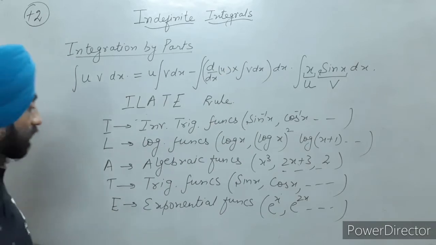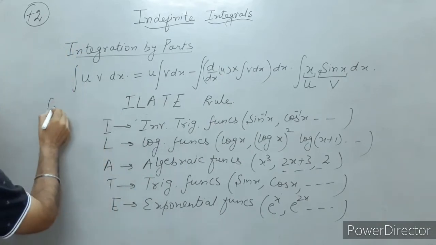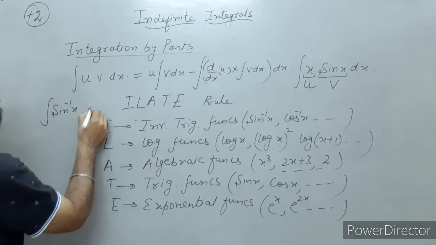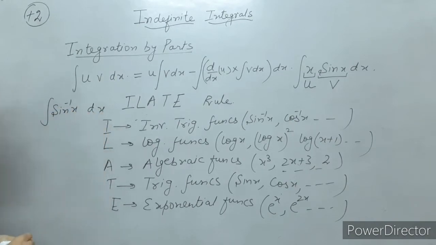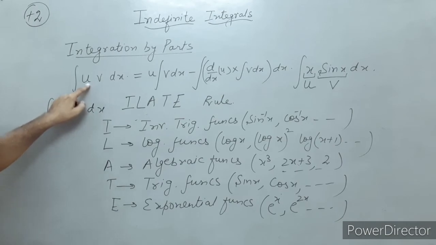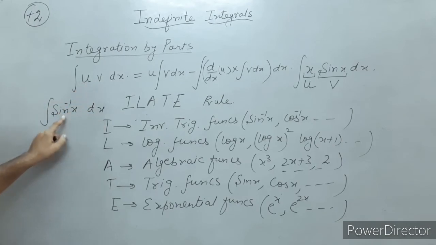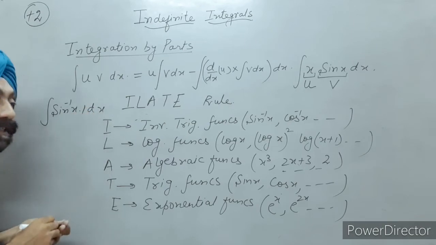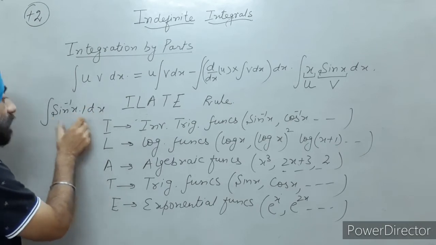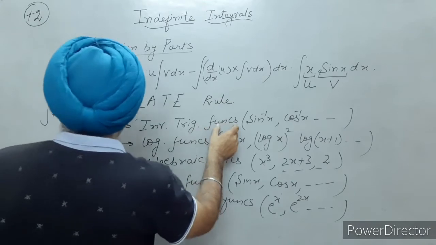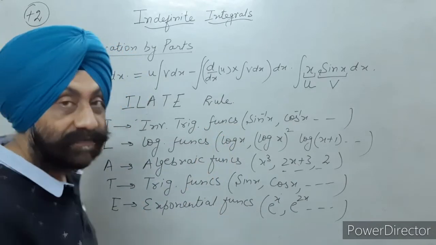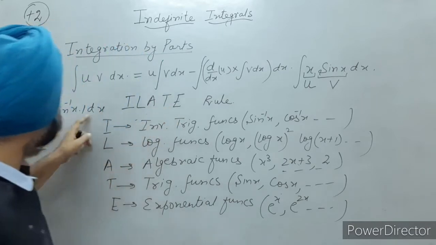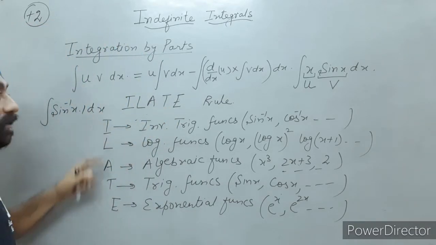Now say I have only sine inverse x dx. I don't have two functions. If I want to apply the Eilert rule, I take the 1 here. Sine inverse x into 1. This is I, the inverse trigonometric function, and 1 is the algebraic function. I can use the Eilert rule for integrating this kind.